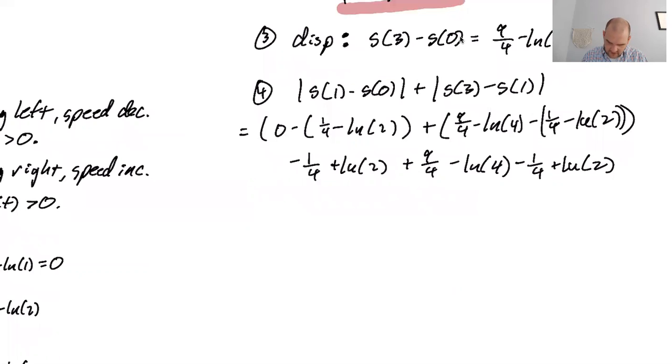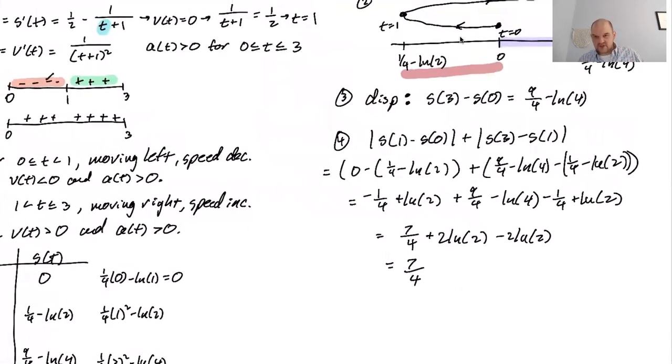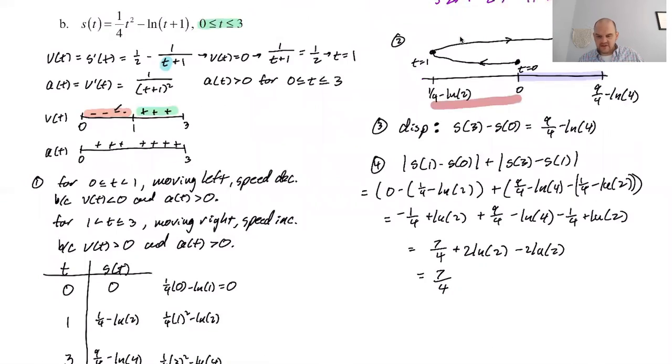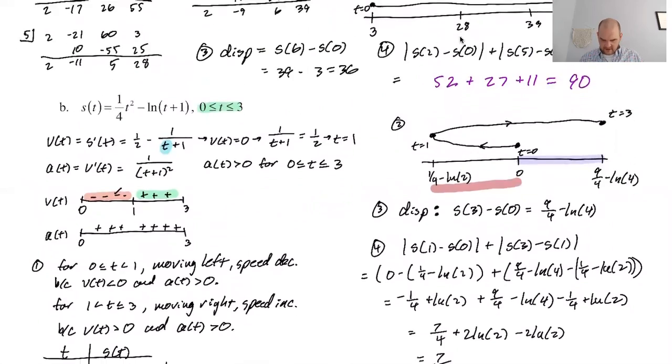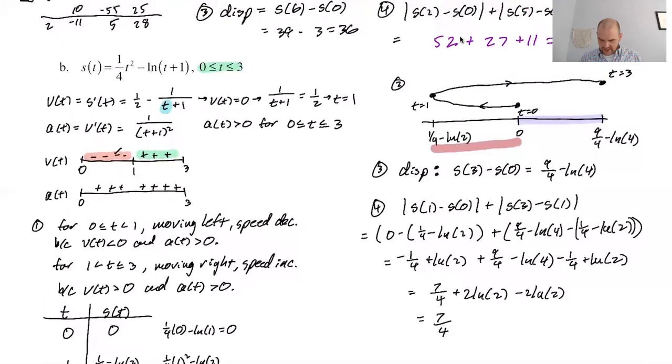I never use equal signs. It's really one of my flaws. 7/4. Then this is kind of interesting. We have plus 2 natural log of 2, and then we have natural log of 4, but natural log of 4 is 2 natural log of 2. So I think maybe we just get 7/4 for our total distance traveled. There's no natural logs potentially in our distance traveled. So that's it for our answer.